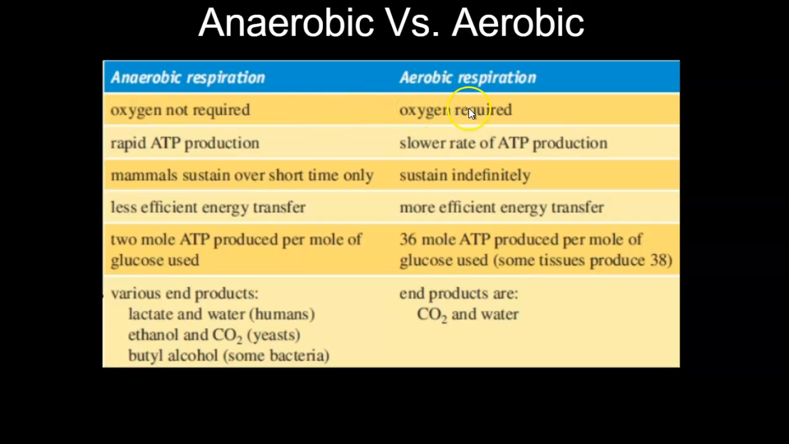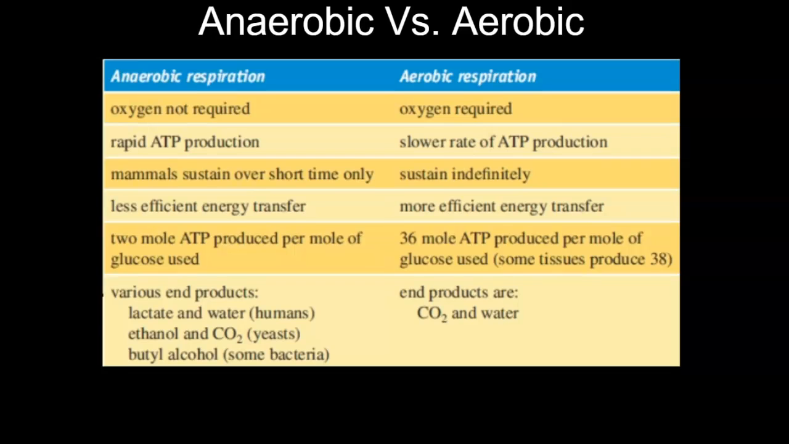Aerobic respiration needs oxygen. It takes a lot longer to get the ATP out of there because there are many more steps, although we can continually make it. We don't run out. So it has a much more efficient energy transfer using all of the bonds that are within the glucose molecule. Along the way, we're going to release CO2 and water, and we breathe that out through external respiration.